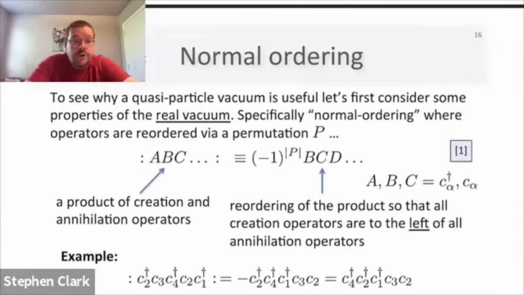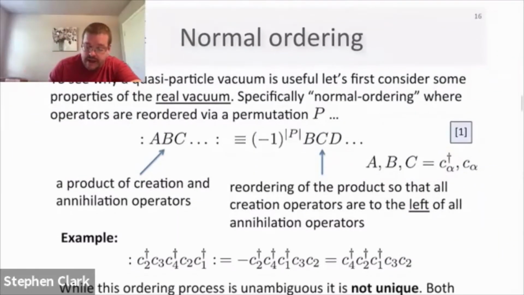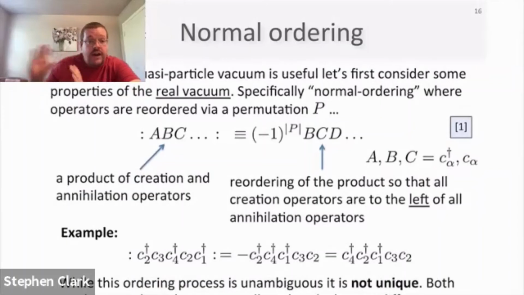Why is that useful? Well, it's useful for something called normal ordering. Now, what is normal ordering? It's where you have a bunch of creation and annihilation operators, and you want to put all of the creation operators to the left and all of the annihilation operators to the right. The reason you want to do that is because you want the annihilation operators to hit the ket of the vacuum and disappear, and creation operators, when they hit the bra of the vacuum, to also disappear for the same reason.